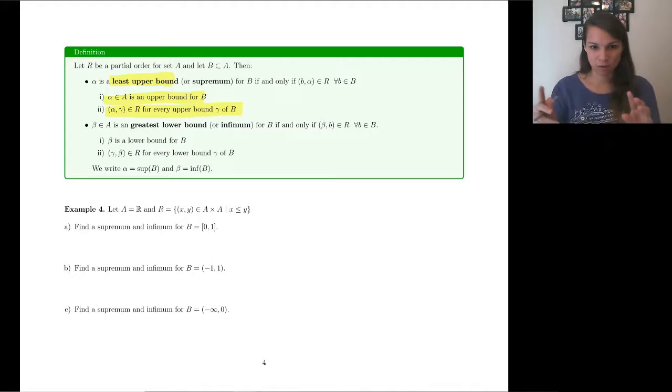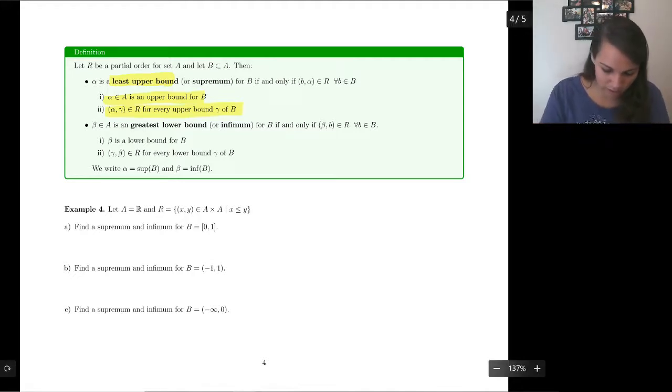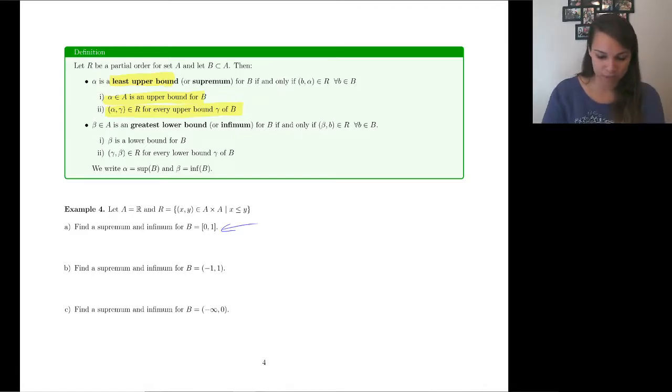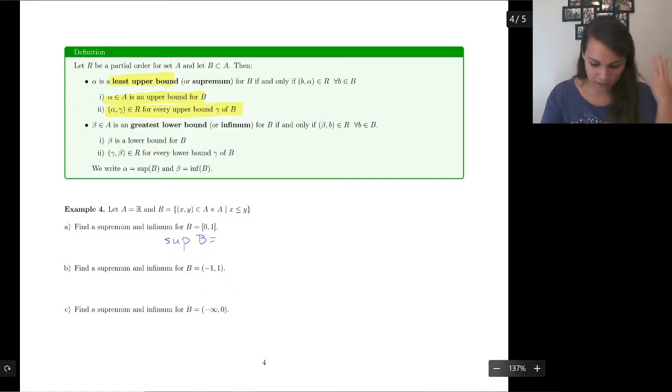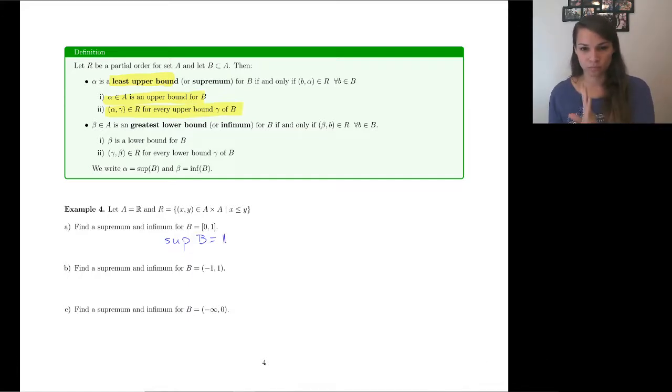Let's take a moment. We'll come back for greatest lower bound in a second. Let's go back here. We have the same relation, same B's. I want to find the supremum and the infimum. So sup B is going to be the smallest upper bound we can find, and that was 1. So everything below 1 is going to be in B. Everything above 1 is going to be not in B. And then 1 just so happens to be in B.